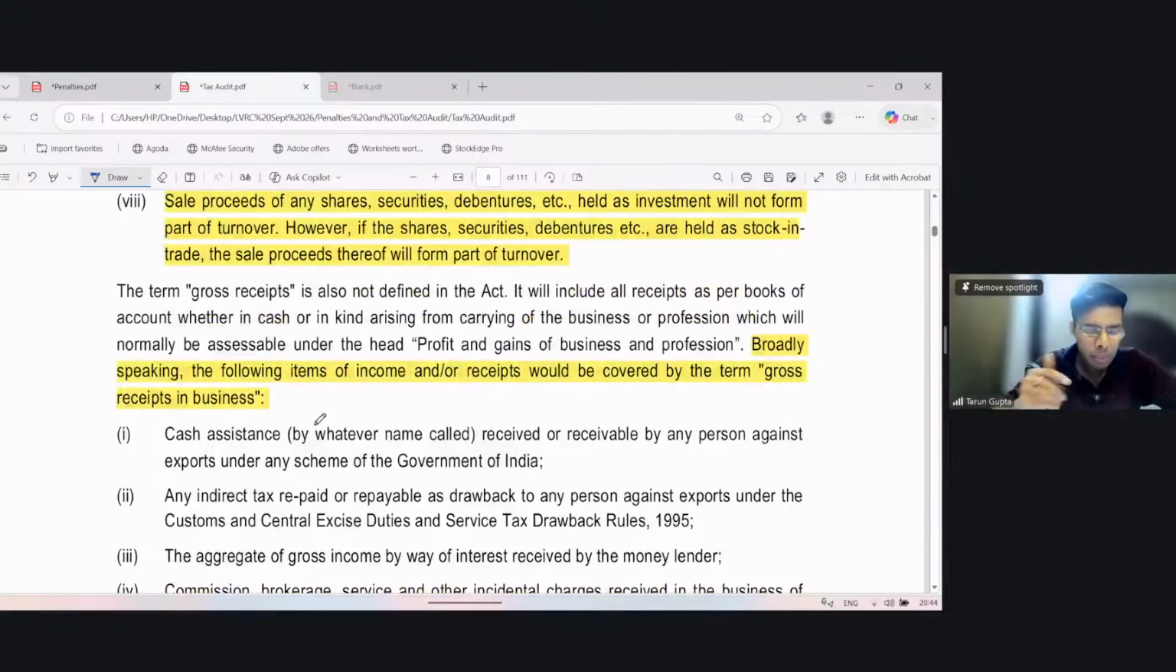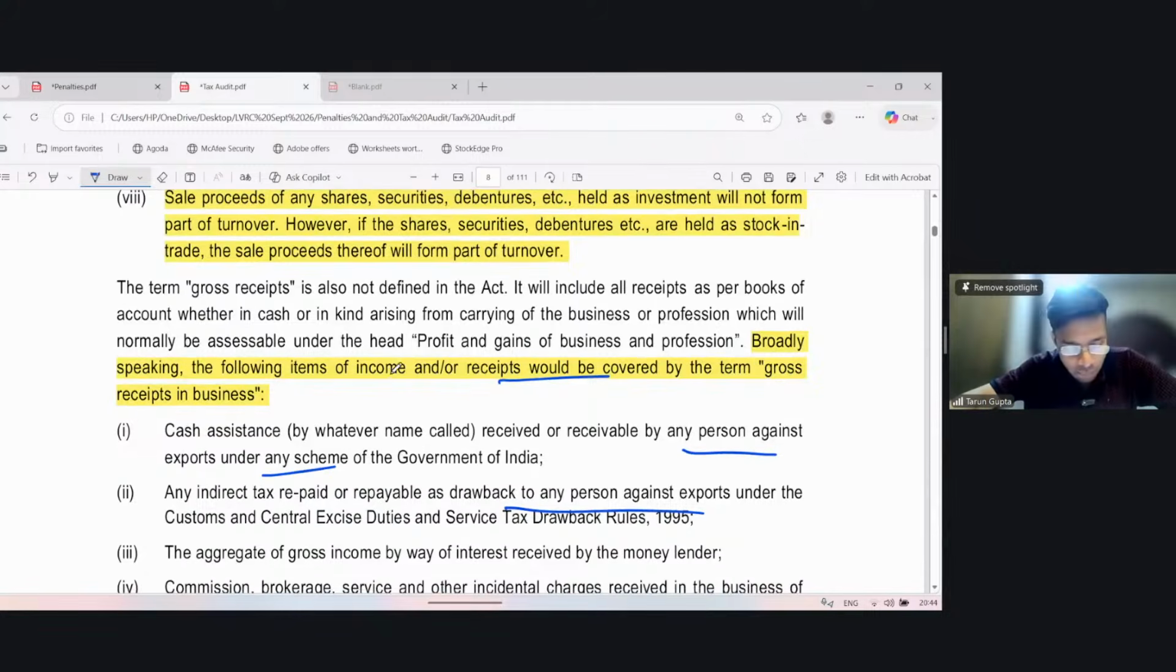Now the guidance note says broadly, the following items of receipts will be covered by the term gross receipts. Cash assistance received by any person against export under any scheme of the government. Okay. So necessarily these all are income under section 28. The cash assistance against export is taxable under PGBP.